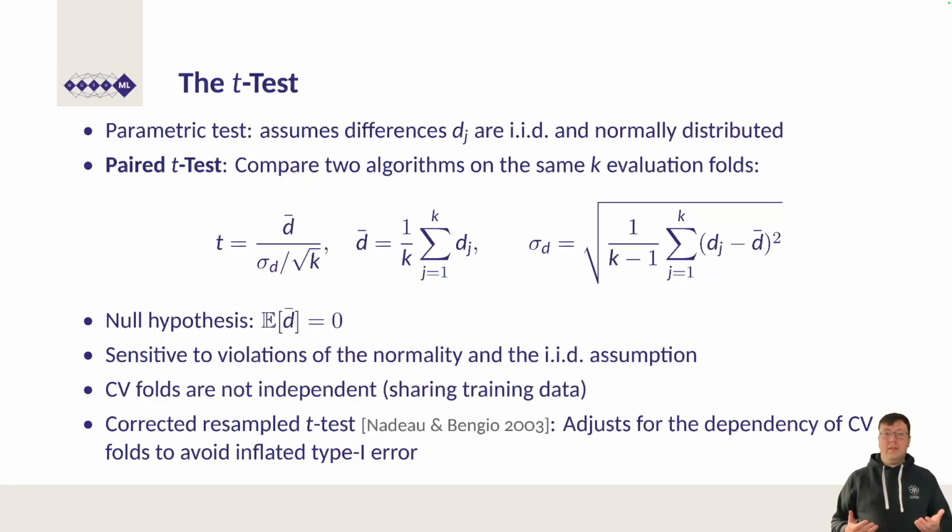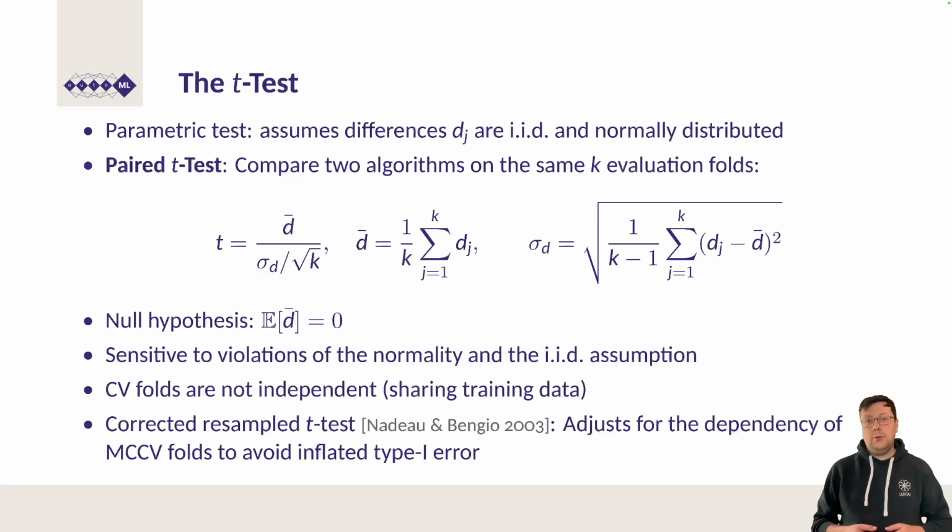The paired structure is important. We are not comparing two independent groups. We are comparing the performance of two configurations on the same folds. By computing fold-wise differences d_j, we cancel out the variability that comes from some folds being inherently harder than others. This makes the test more powerful than an unpaired comparison.